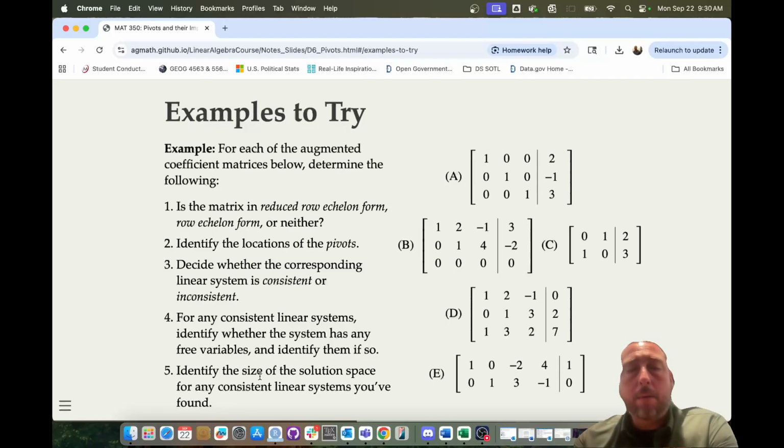And then we want to identify the size of the solution space. And so let's see what we can do here. We'll start with system A. System A has no pivot in the rightmost column. It has a pivot in the third column, a pivot in the second column, and a pivot in the first column. Every column to the left of the augmenting line has a pivot associated with it.